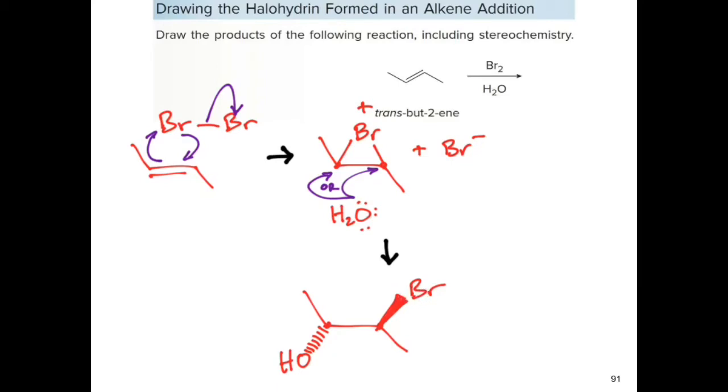And since the water molecule can attack on either side of the bromonium ion, we're going to have an enantiomer here. If the water molecule attacks this carbon atom via backside attack, then it will be oriented towards the back. But if the water molecule attacks the other carbon atom, then it's going to be the mirror image of this molecule here. And so it's going to be an enantiomer. It's going to be a pair of enantiomers.